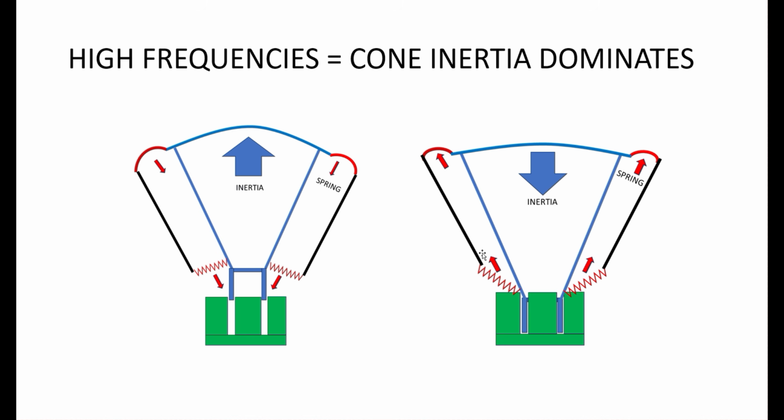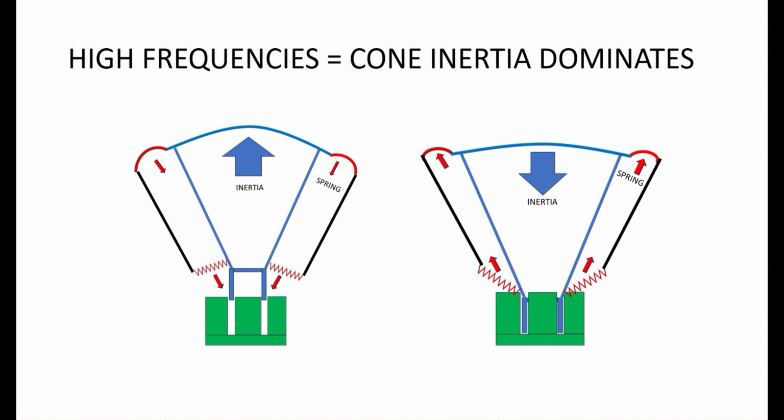So when a cone is moving quickly, right, it has more inertia, and so at high frequencies, when it's moving back and forth very quickly, the inertia of the cone, or those forces, outweigh the spring forces. And of course, the motor, the drive motor of the speaker, has to play a much bigger role in controlling the cone, right? Because the inertia is dominating the forces that are involved in this oscillation.